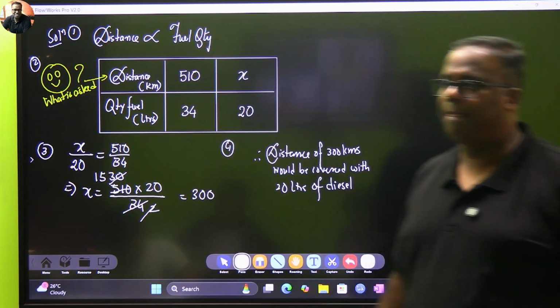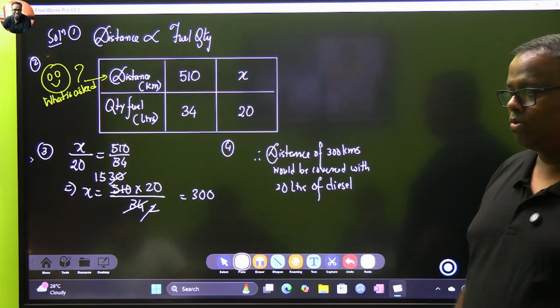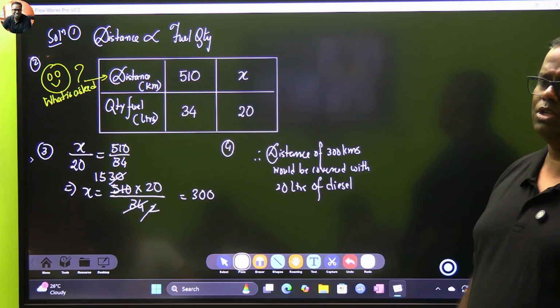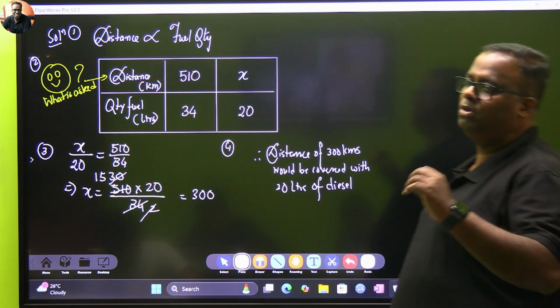Which one? Second question is what? What is the question they've asked you? X and Y are directly proportional. Find the missing numbers.